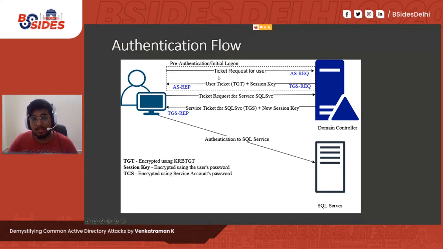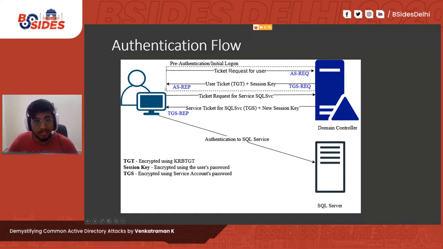So the first step comes when a user generates a request to the KDC. This request is encrypted using the user's password. The request is the current timestamp, and this is sent to the KDC. Since the KDC has all the users' passwords, the request sent from the client is decrypted and the timestamp is verified. Upon verification, the KDC generates a ticket, which is the user ticket, and it is sent in the AS-REP response. This also has the session key, which is encrypted using the user's password.